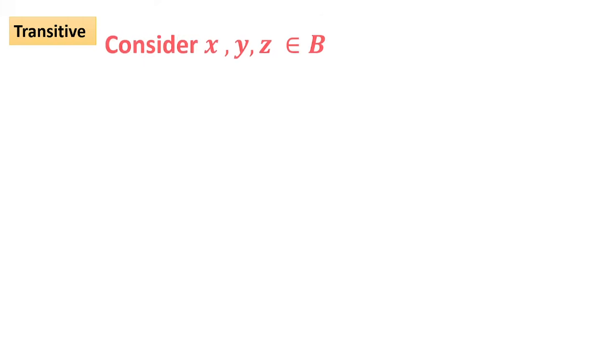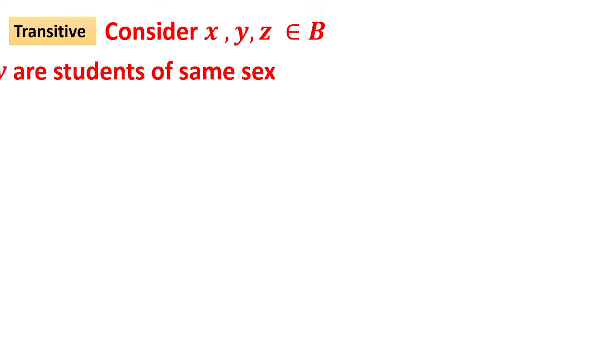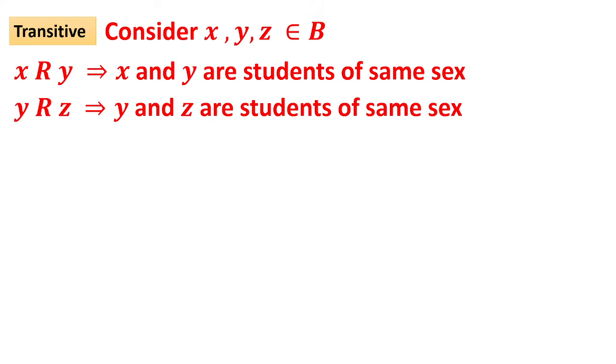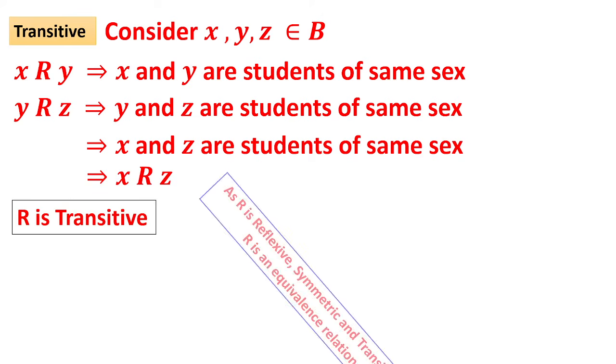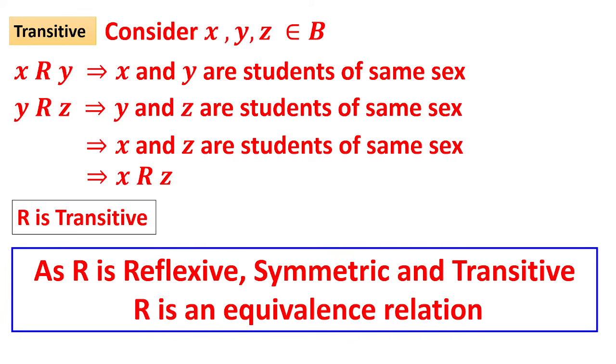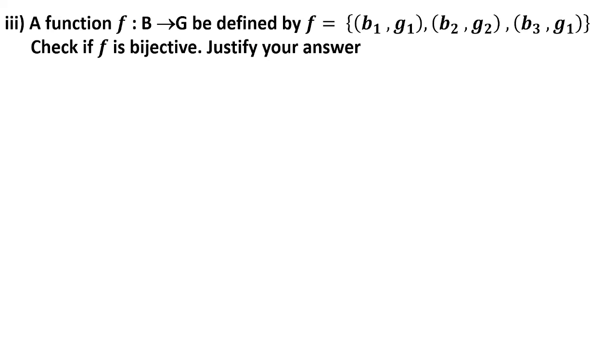Let us go for transitivity. Take three elements. One is related to the second. The second is related to the third. I have made the statements. x and y are of the same sex and y and z are of the same sex. Then x and z are also of the same sex. Therefore, it is transitive. As it is reflexive, symmetric and transitive, it is an equivalence relation.